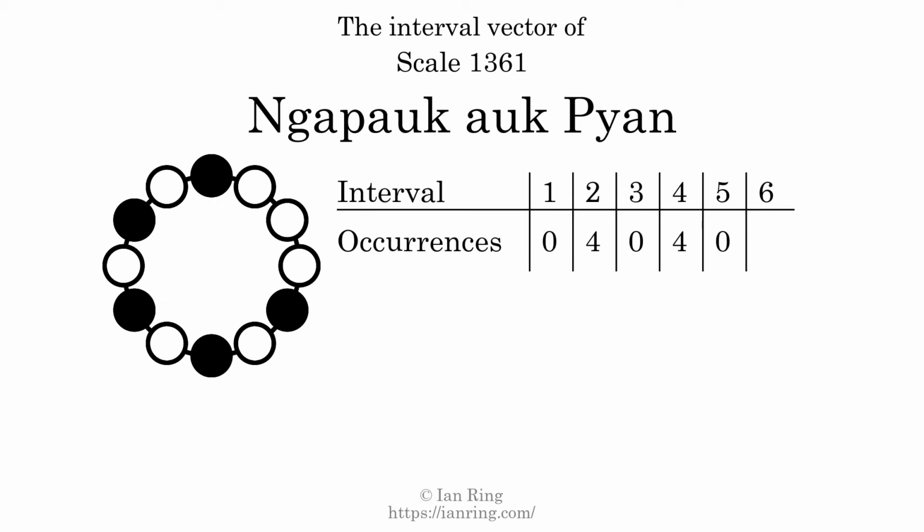There are no intervals with the size of 5 semitones. There are 2 intervals with the size of 6 semitones. They are here, and here. Each interval does not appear in this scale a unique number of times, so this is not a deep scale.